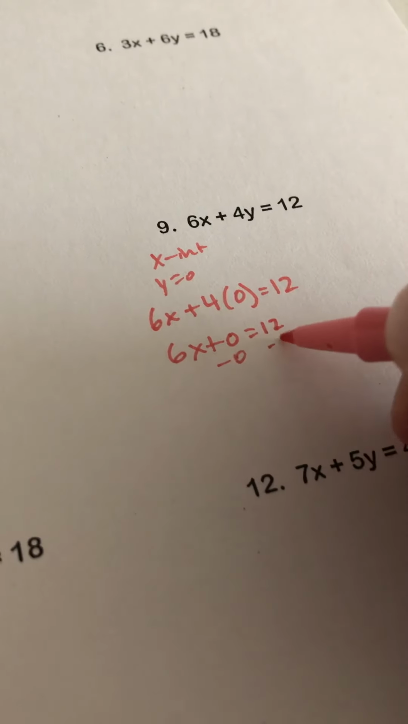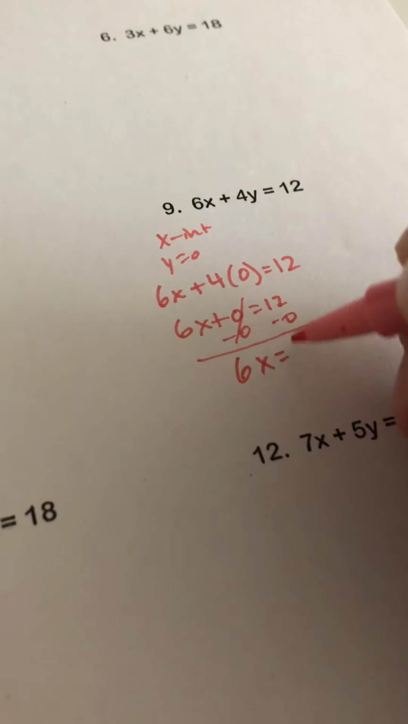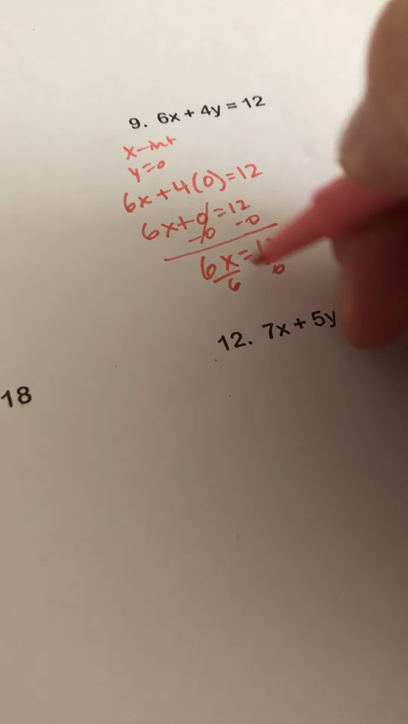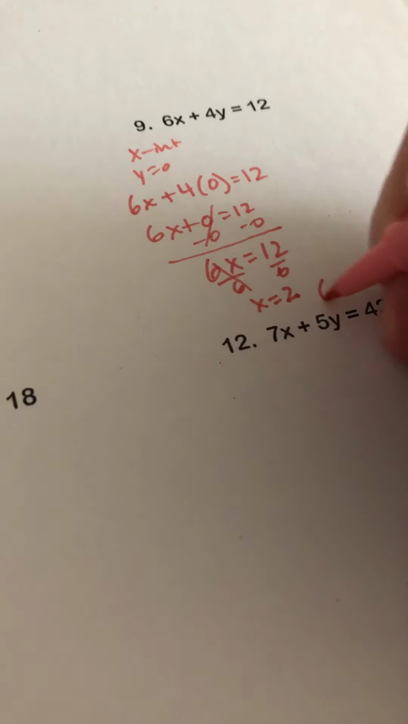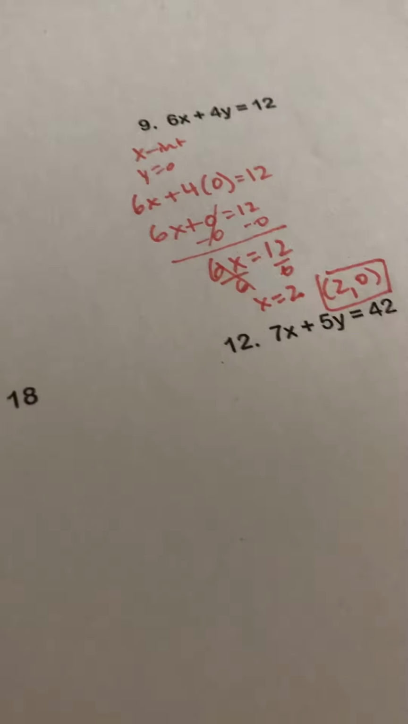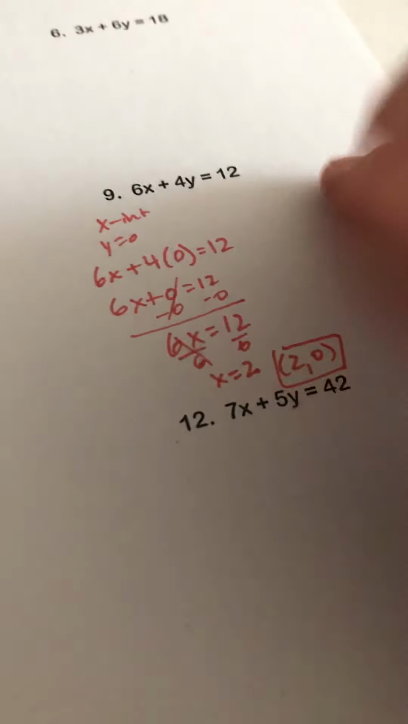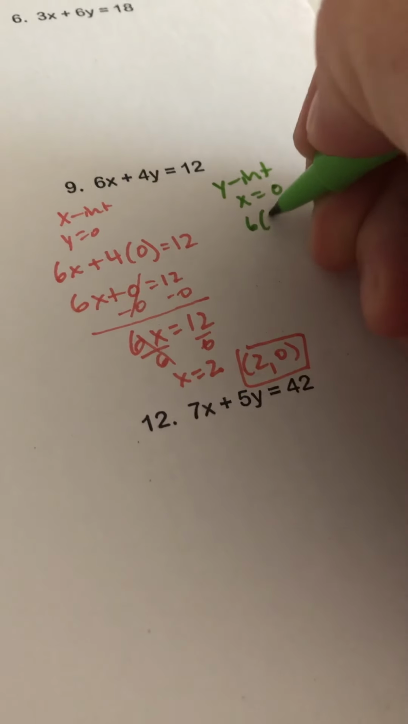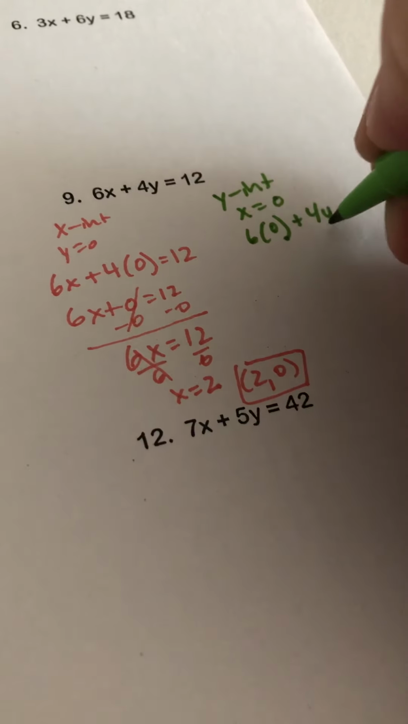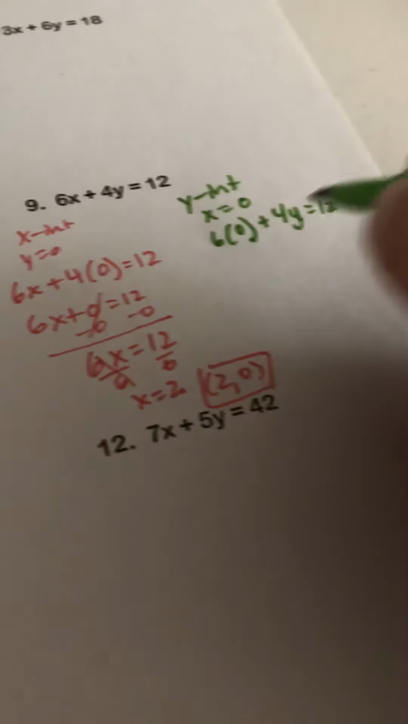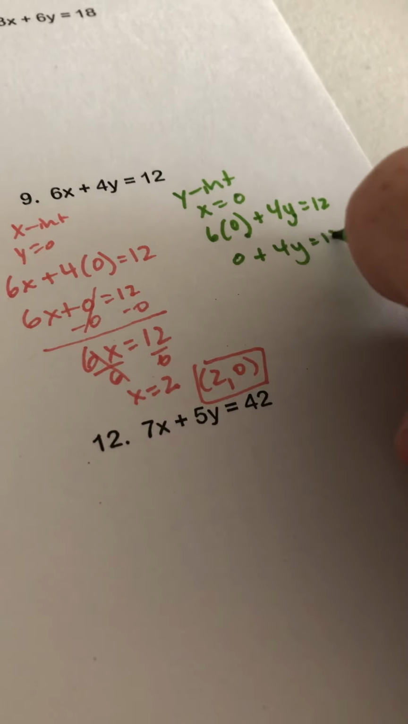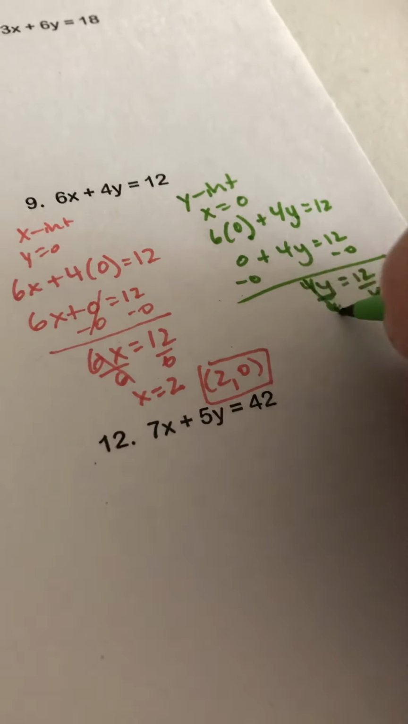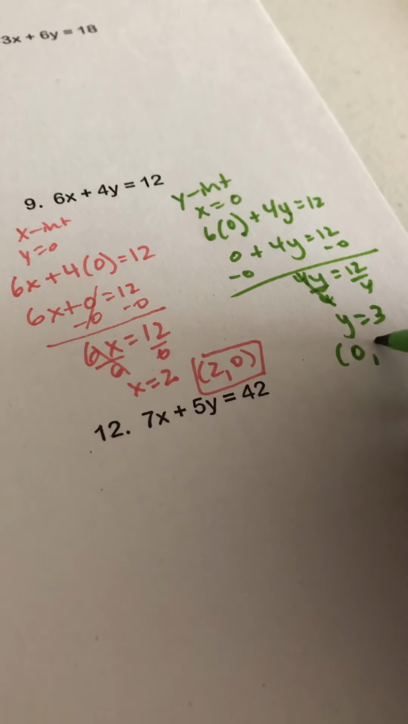And I know a lot of you don't need to show this step, but I want to show you all the steps just in case. And then we would have 6 times x, so we would divide by 6 and get x equals 2. So 2, 0. And let's try this other one. What if I have a Y-intercept? I want x to be 0. So 6 times 0 plus 4y equals 12. So 0 plus 4y equals 12. Going to go ahead and subtract that 0 and divide by 4. And so y is 3, or 0, 3.